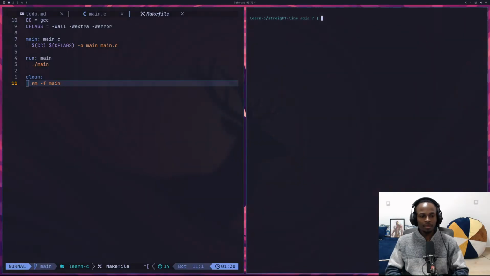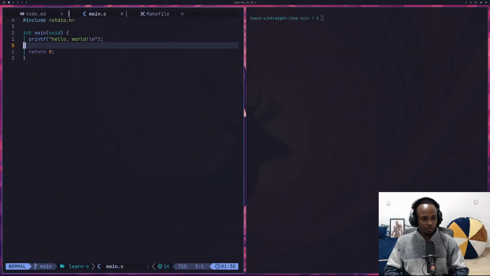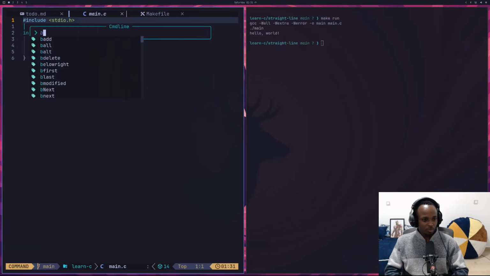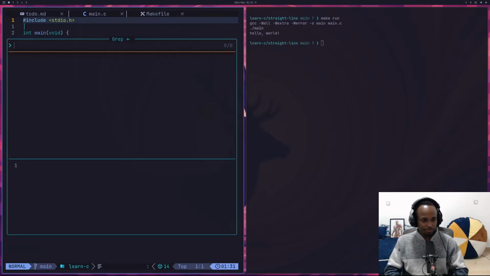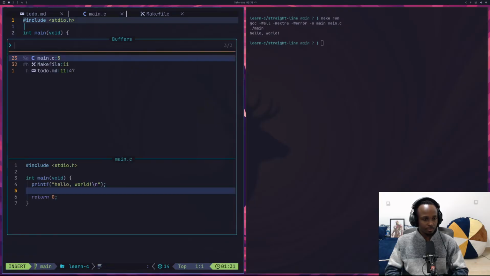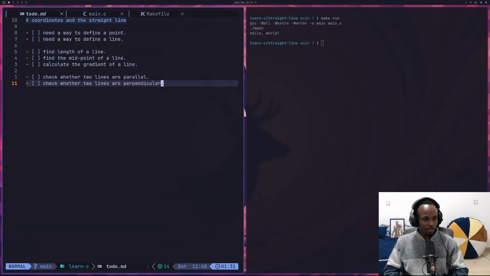So now that we already have a hello world program, let's try compiling it. So I'll just do make run, and there we go. So we have a hello world program. So let's go back to the to-do list. Sorry. Let's go back here. So the first thing is we need a way to define a point.